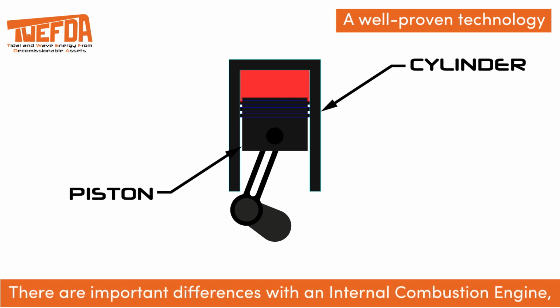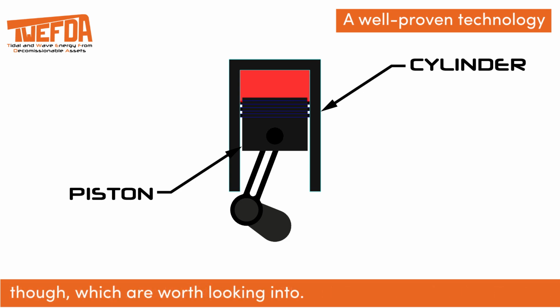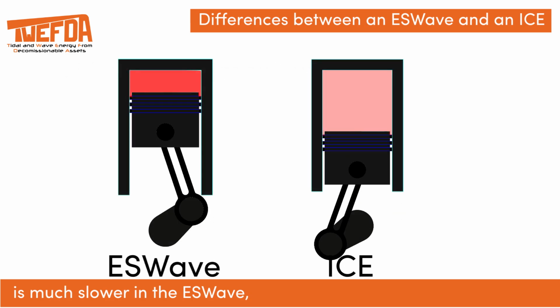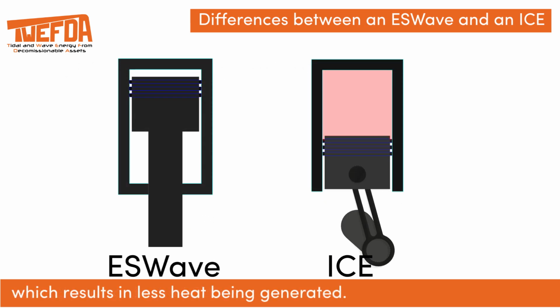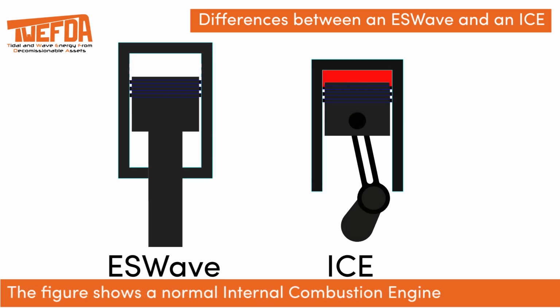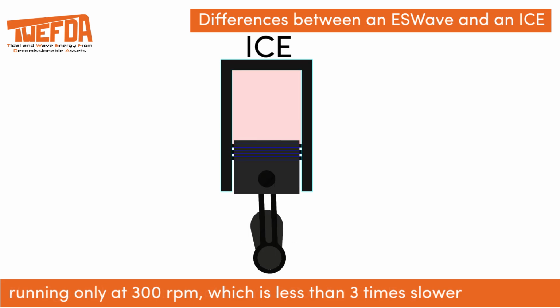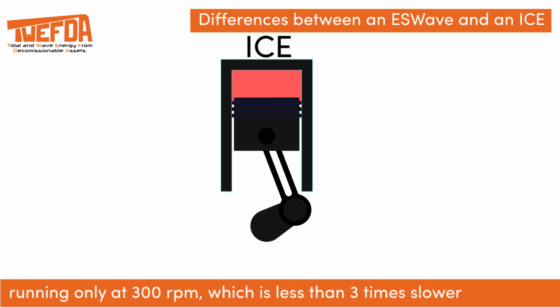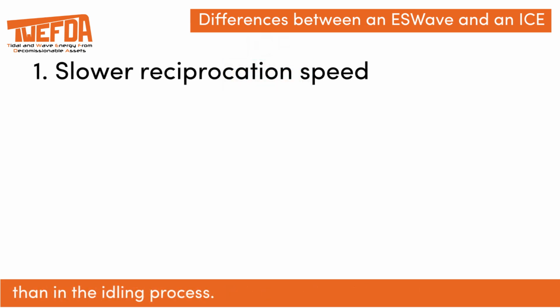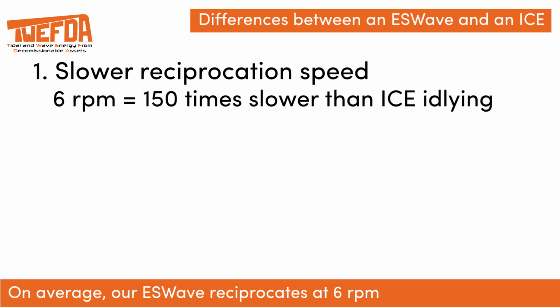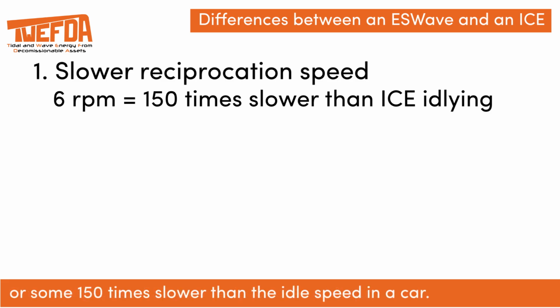There are important differences with an internal combustion engine, though, which are worth looking into. As point 1, the speed of the block of cylinders reciprocation is much slower in the ESWave, which results in less heat being generated. The figure shows a normal internal combustion engine running only at 300 RPM, which is less than 3 times slower than in the idling process. On average, our ESWave reciprocates at 6 RPM, or some 150 times slower than the idle speed in a car.